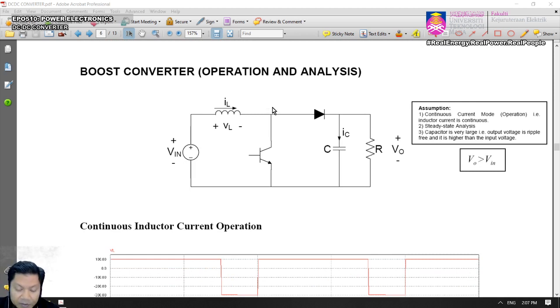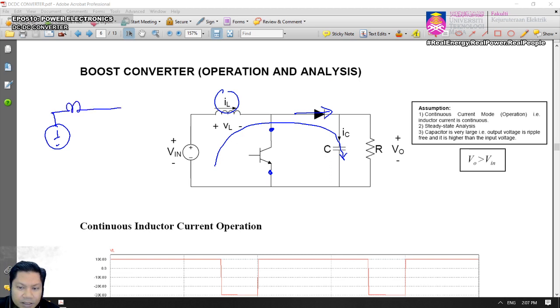And now let's consider when the switch is off. So when the switch is off, this will appear as an open circuit, isn't it? So the switch will appear as an open circuit, and therefore there will be a flow of current, and that IL also will force the diode to turn on, and therefore you have a single circuit here. We have V in, your inductor, and then you have this capacitor as well as your resistor in parallel, and therefore you have VL there.